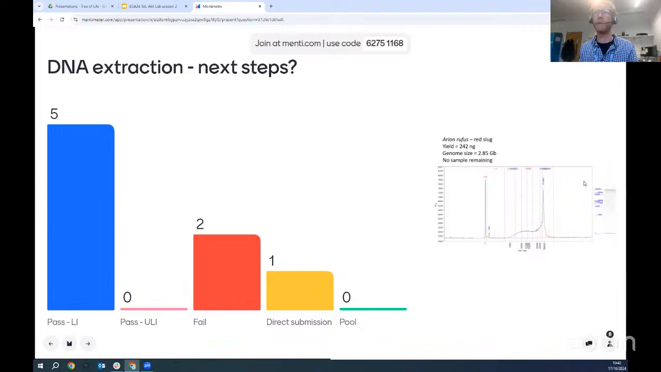Yeah, it's a pity because it's a really good looking extraction. However, the yield is limiting on what we can do with this sample.